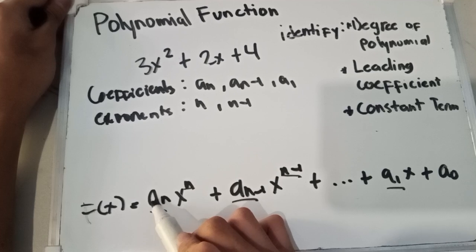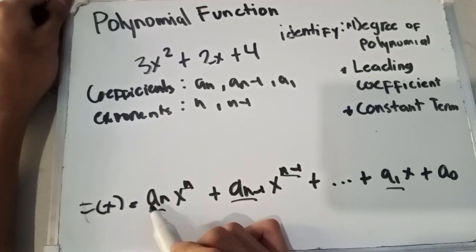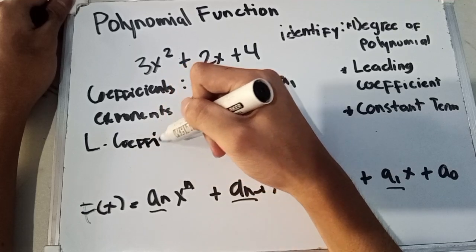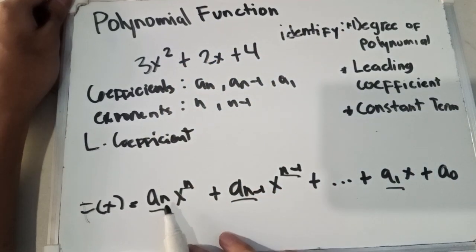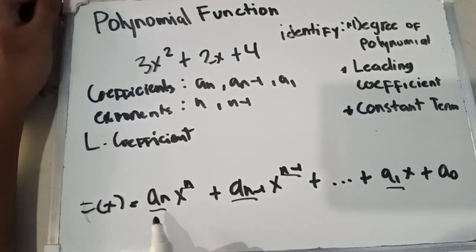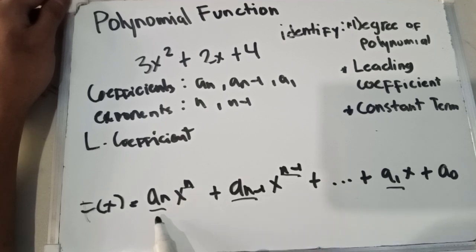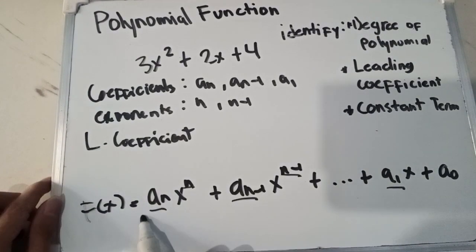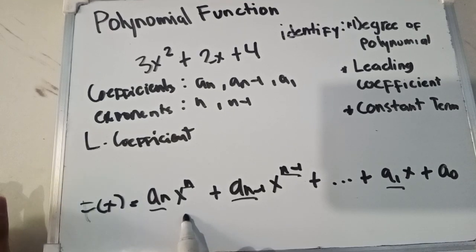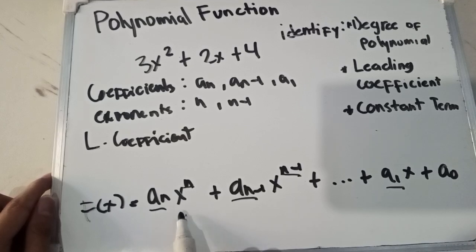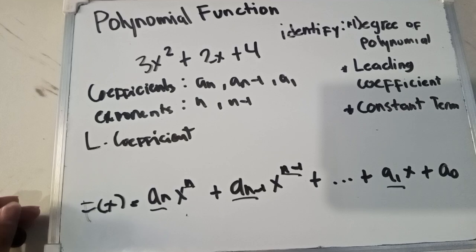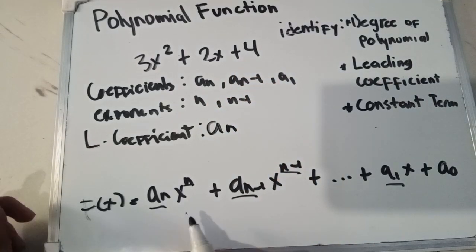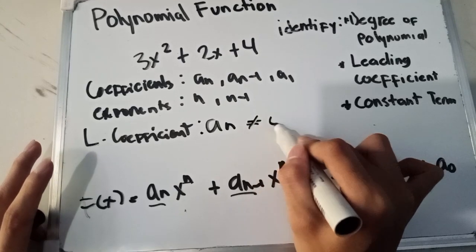An is the leading coefficient. Now, why is it leading coefficient? Because it belongs to the leading term, which is the n. If you arrange it by order, from highest exponent to lowest exponent, the highest exponent is the leading term, and the coefficient of that leading term is the leading coefficient. So an is the leading coefficient, and an should not be equal to 0.